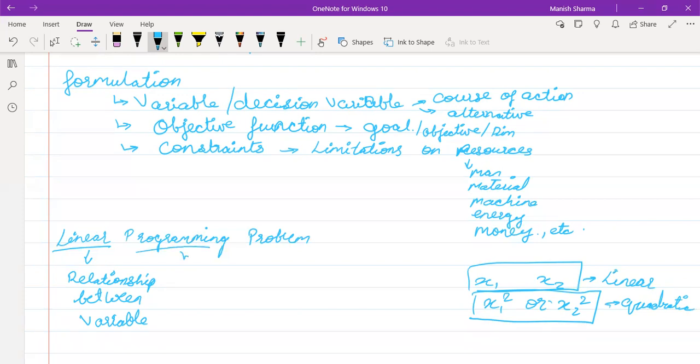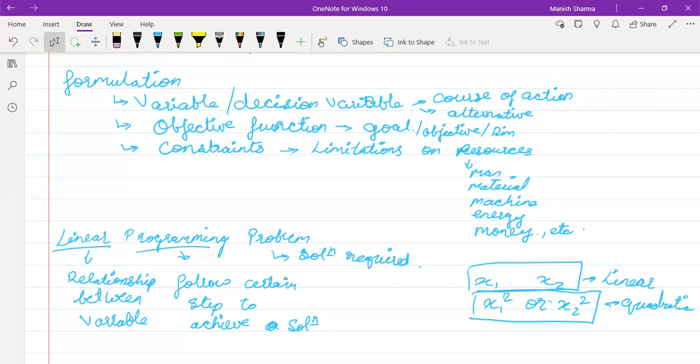Okay. So the first term, linear, indicates that there is a linear relationship between the variables. Second term, programming, means you need to follow certain steps to achieve a solution, and problem, that is, solution required. So what we have here is a linear programming problem in which we need to formulate a problem based on certain steps. We will achieve a solution, and the relationship between these variables is linear.